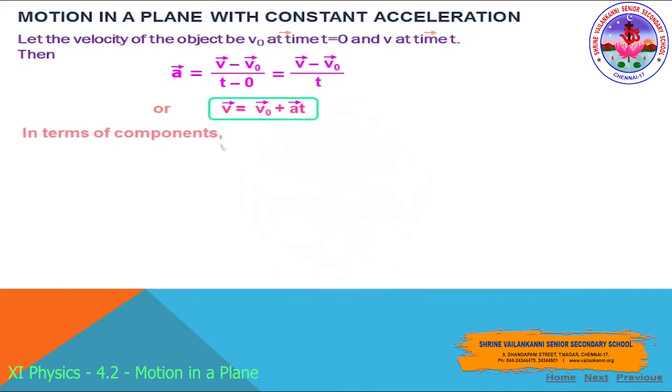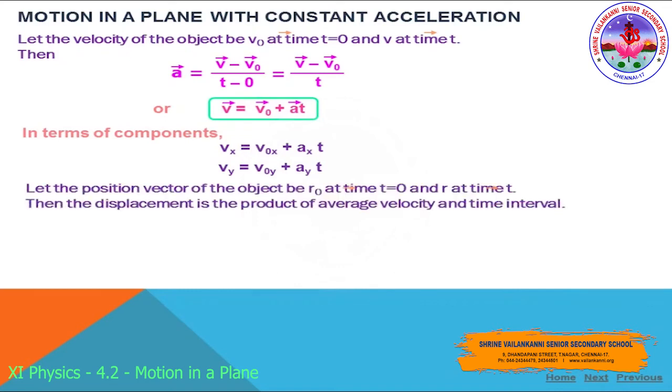And in terms of components, we want to say vx and vy in that component. vx is equal to v naught x plus axt, vy is equal to v naught y plus ayt. So this is the formula or equation, we can say, in terms of rectangular components.